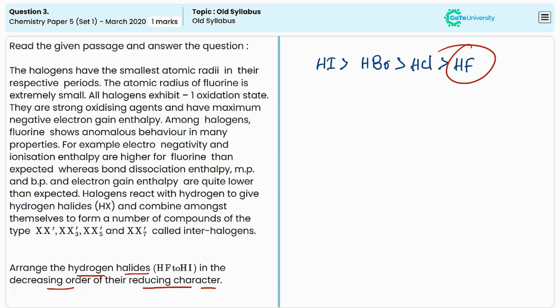While in the case of hydrogen iodide, this is the strongest reducing agent among the hydrogen halides. The hydrogen-iodine bond is the weakest, making it easy for hydrogen iodide to dissociate and release iodide ions. So the order is: the reducing property decreases from hydrogen iodide to hydrogen fluoride.